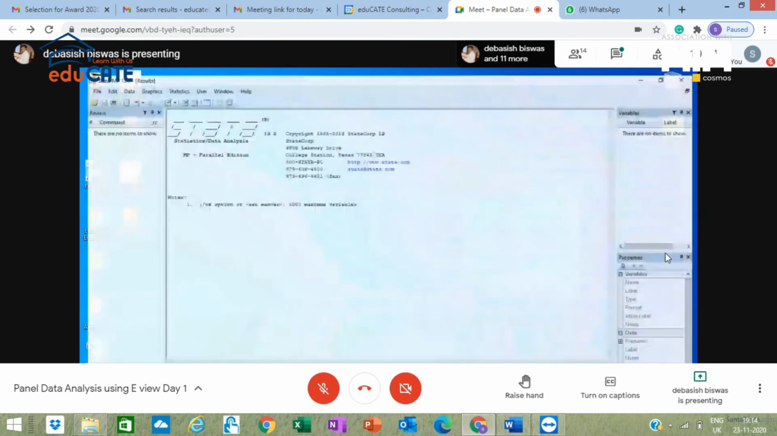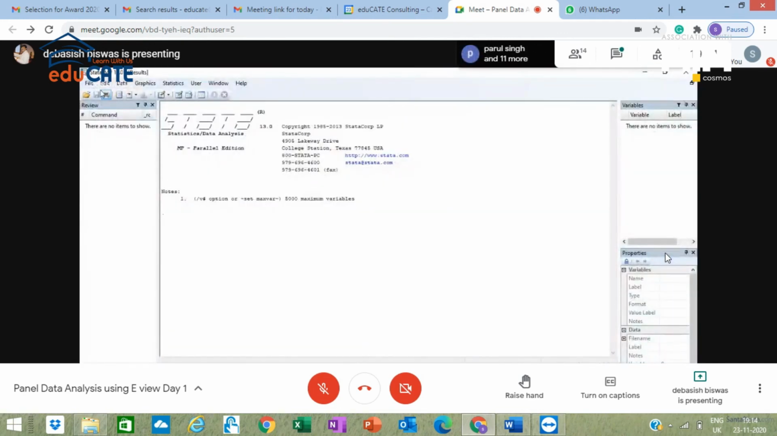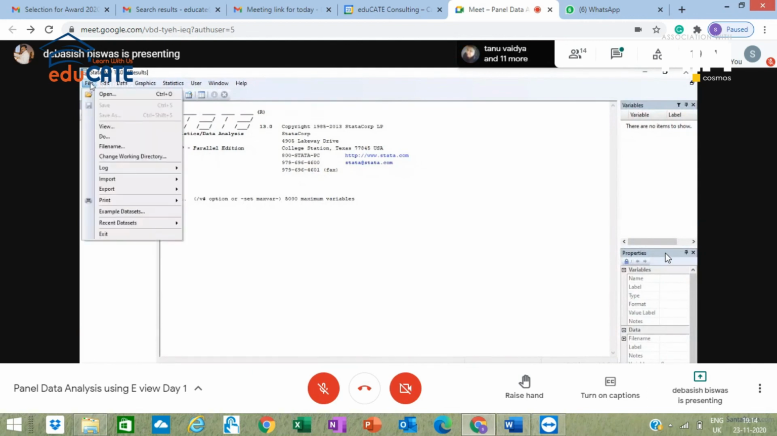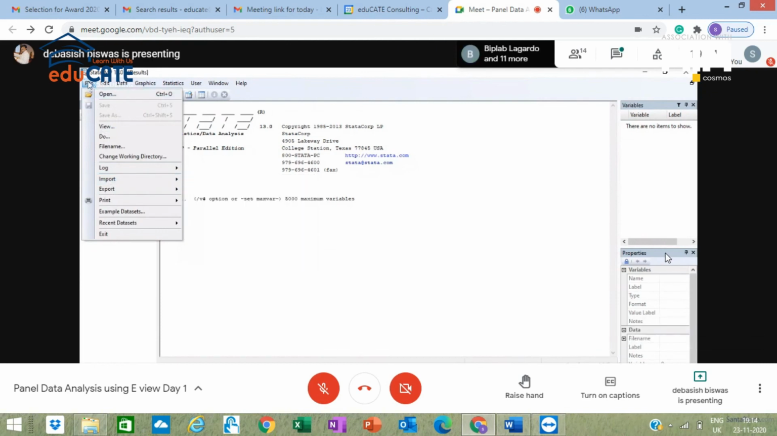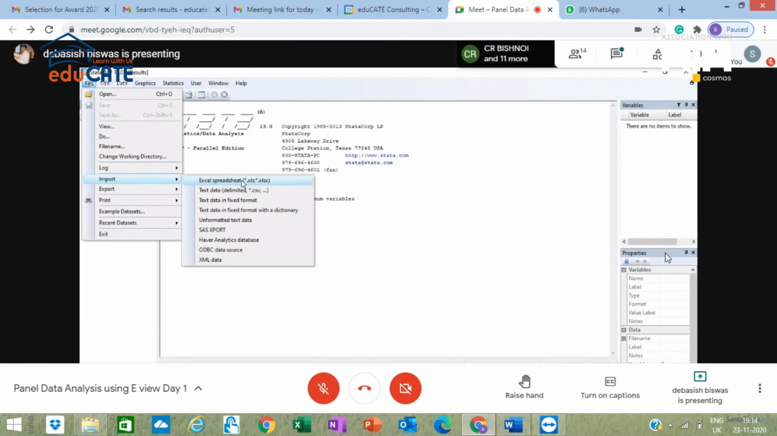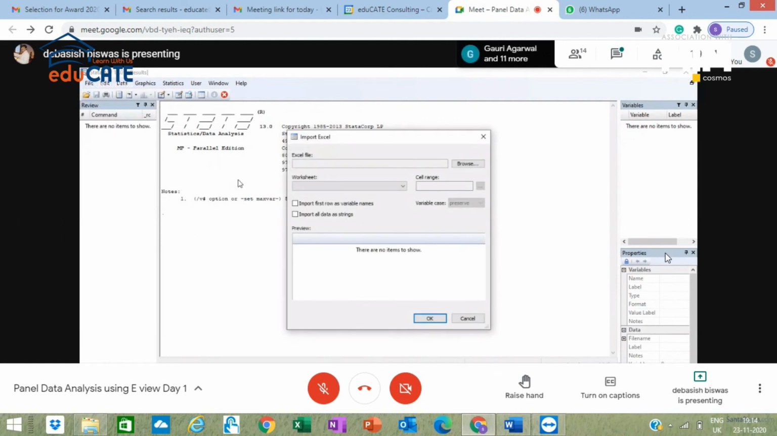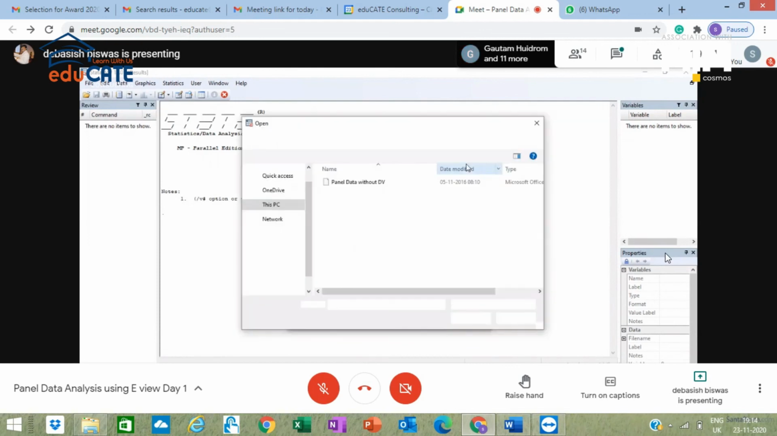Suppose we want to import one Excel file. That's why you just go to File, then one option that is Import. First is File, then Import, then Excel spreadsheet, because you are trying to import the Excel file. Just click here, go to the Browse option for searching.